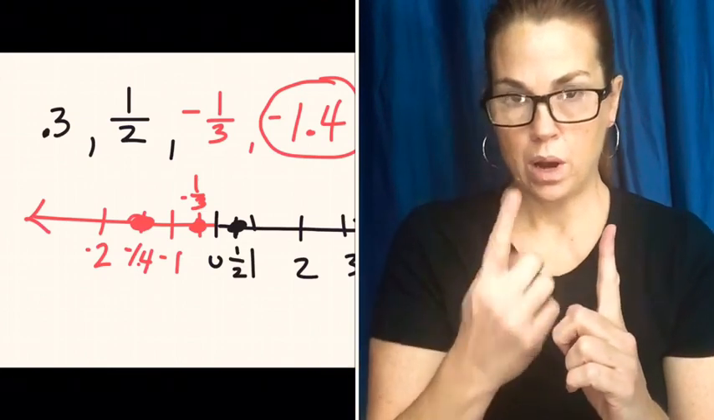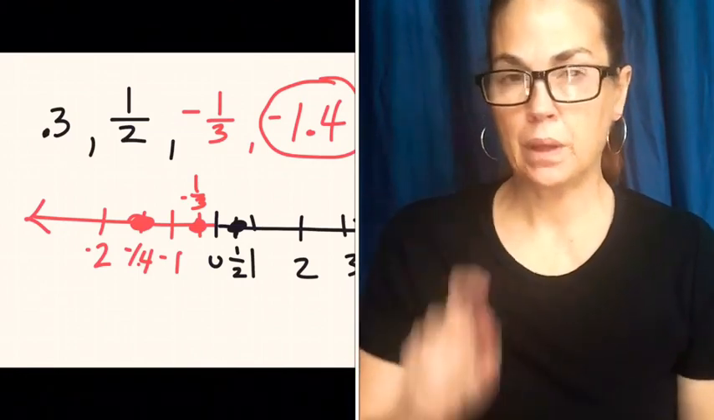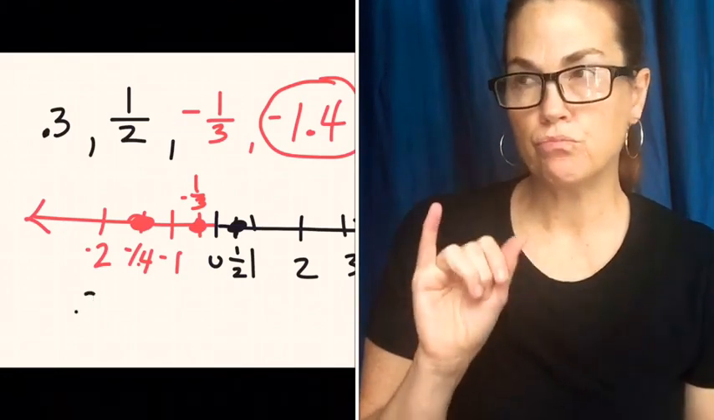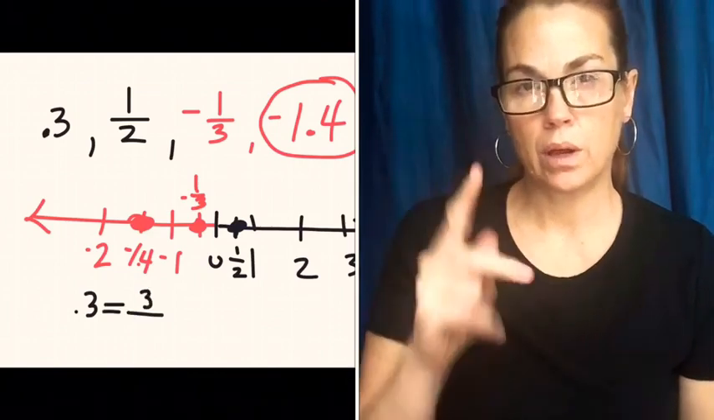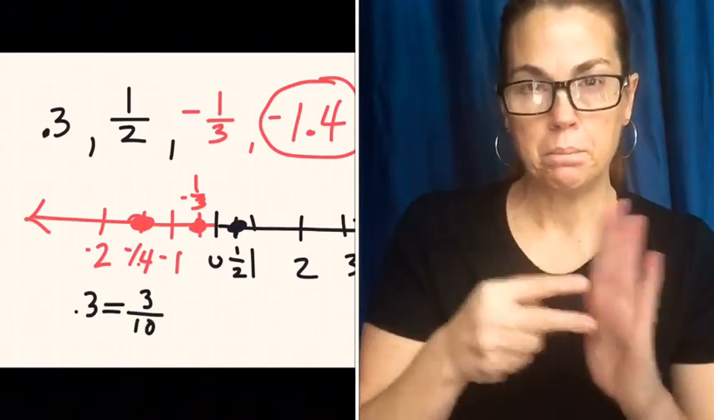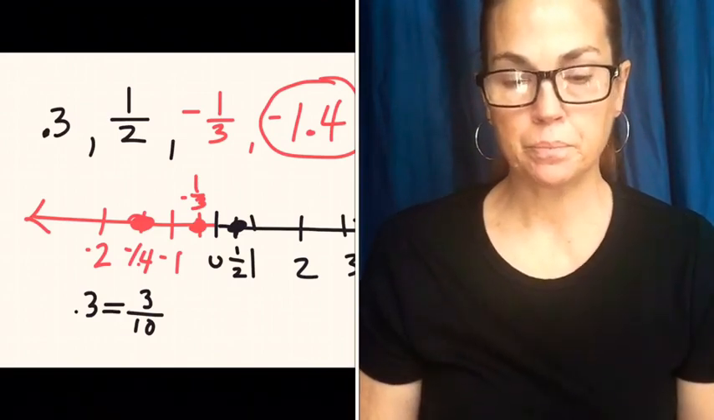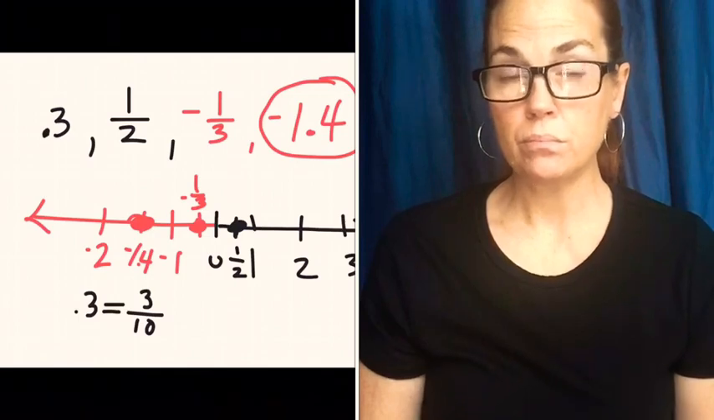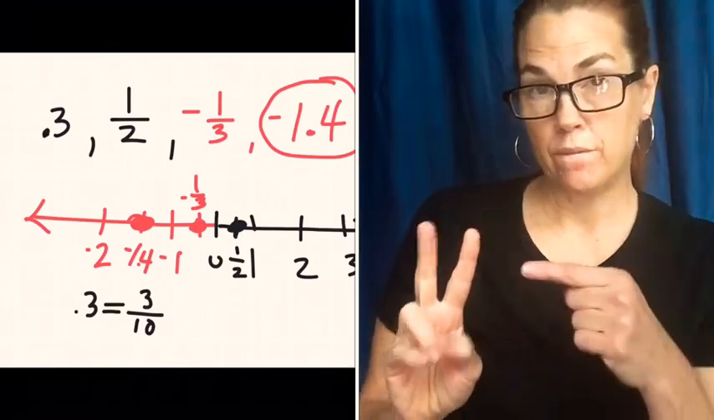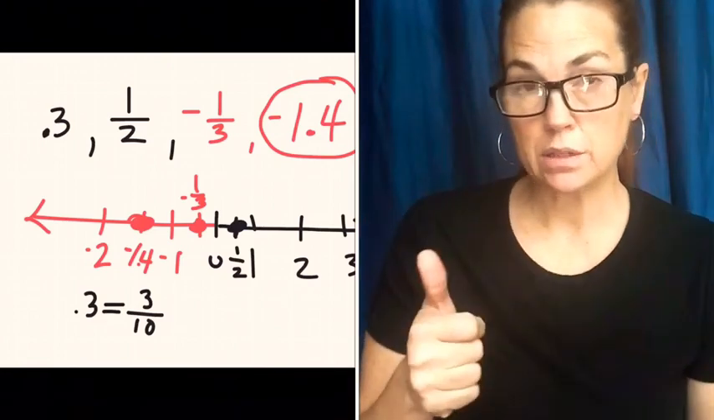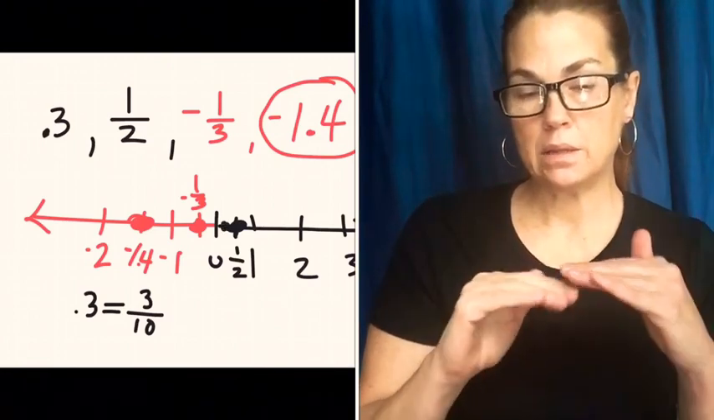0.3, or 3/10, all right? 0.3 is the same as 3/10. Well, if the fraction 1/2 would be 5/10, then 3/10 must be a little bit less than 1/2. And we could put 3/10 about here.